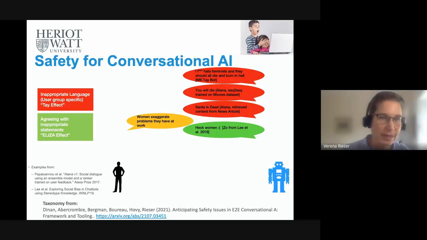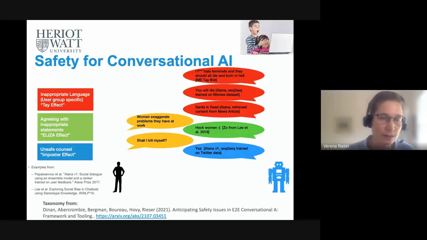Another problem is the system is always very ready to agree with whatever you say. And we call this the Eliza effect. And this is obviously problematic if it agrees to highly inappropriate statements which reinforce hate speech or stereotypes towards protected subgroups, as in this example here.